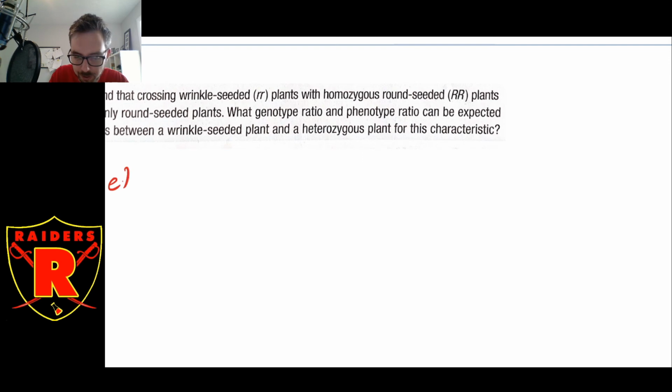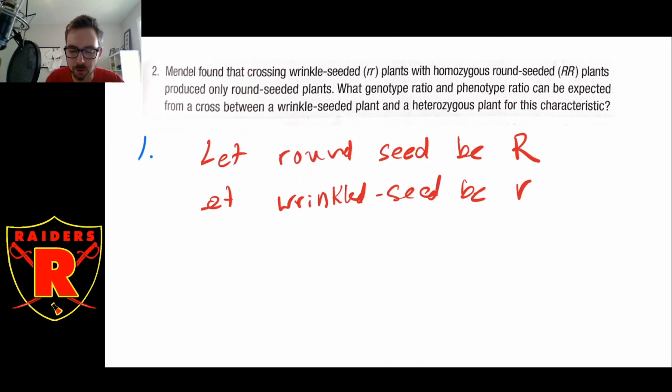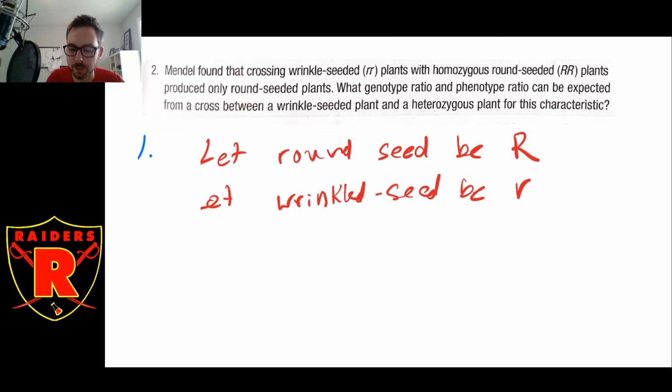So we have let the dominant here, round seed, be capital R. Okay, so that's dominant. And let wrinkled seed be small r. Okay, so those are our let statements. Capital R is the dominant and it means round seeds. Little r is wrinkled seeds.